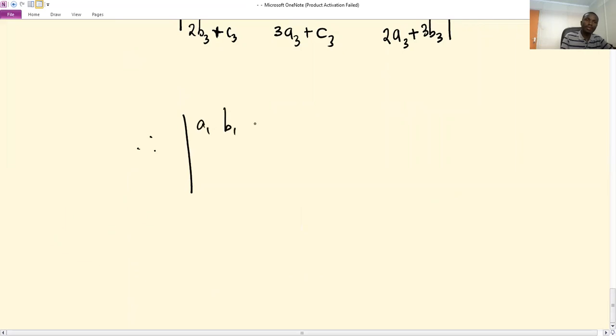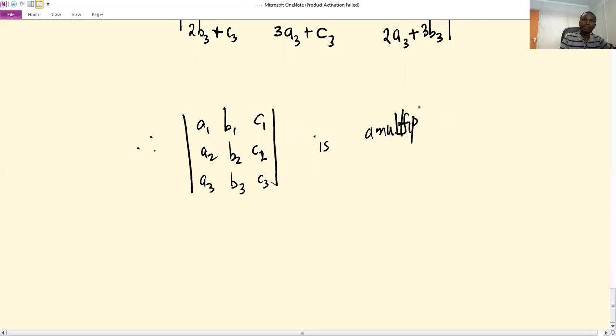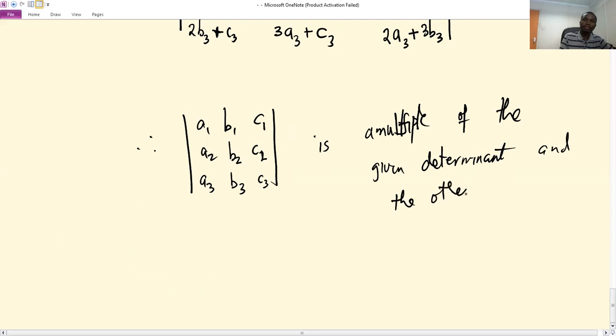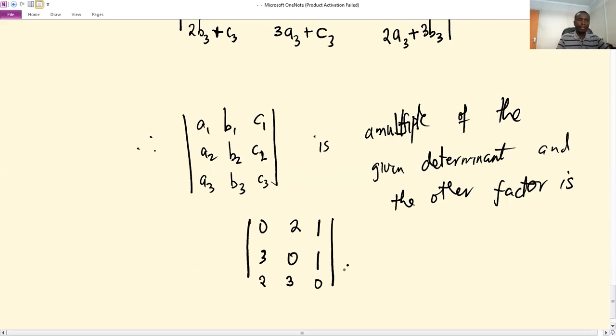So therefore, the determinant of A1, B1, C1, A2, B2, C2, A3, B3, C3 is a factor, or the given determinant is a multiple of it, and the other factor is the determinant of 0, 2, 1, 3, 0, 1, 2, 3, 0. And then the second case.